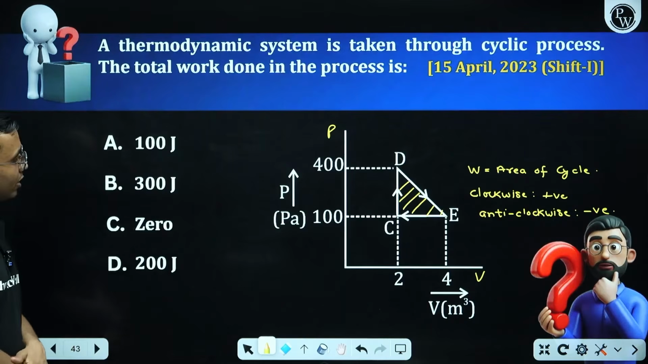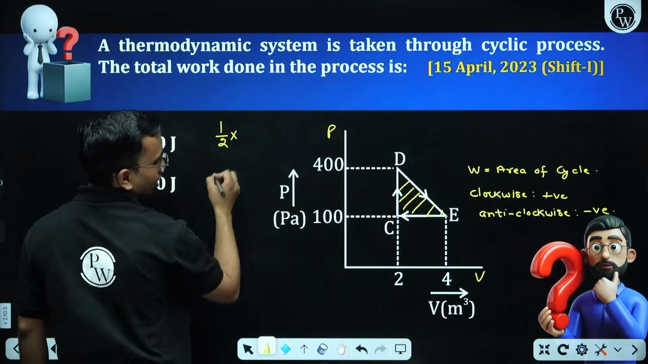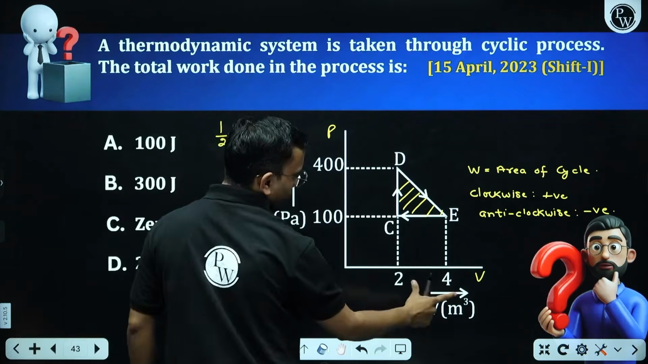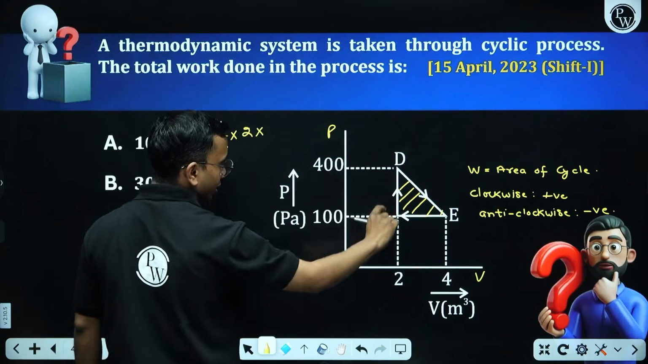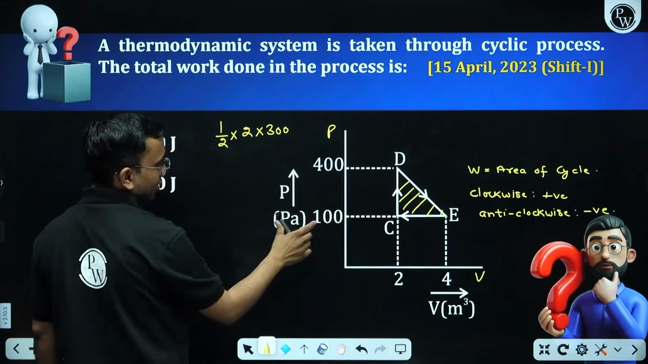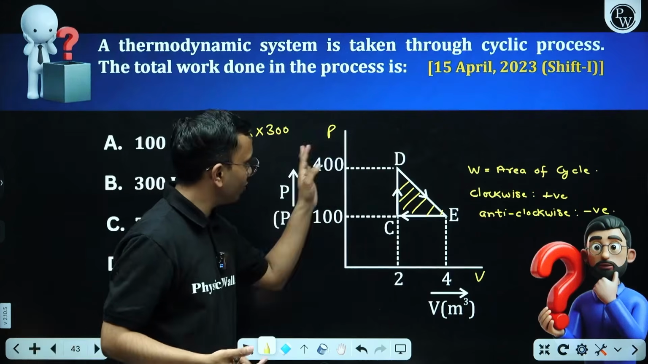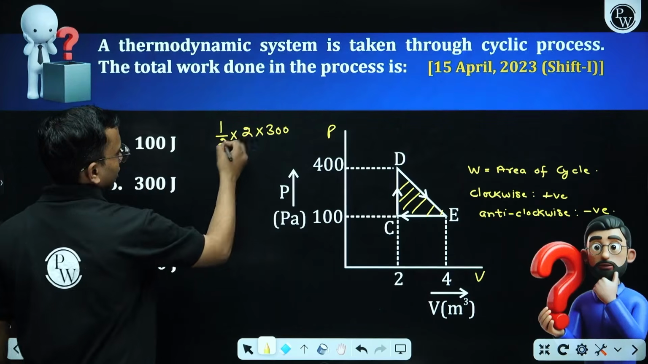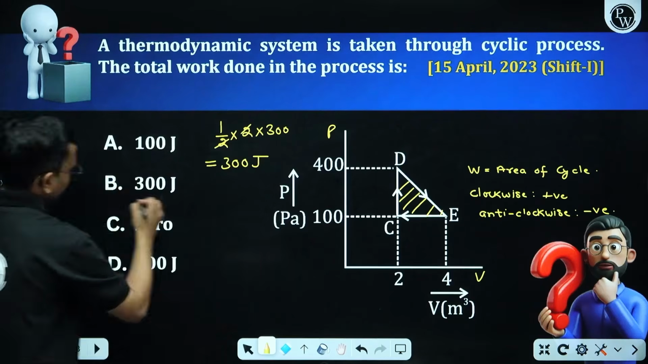Now let us solve this question. We need the work done. So area of this triangle. So 1 by 2 into the base. What is the base? Base is this 2 to 4. So that is 2 into height. How much is the height? Height is 100 to 400. So 300. Now this is 300 Pascal only, and this was meter. Both were in SI units. So this is 300. What is the unit? Joules.